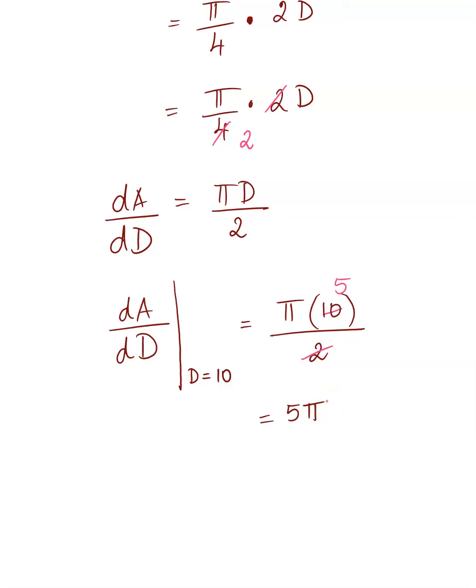Because it's a word problem, we have to be very particular about the notation we use. Okay, so it is area with respect to the diameter. The units are meters squared per meter. Or if they wanted it in decimal values, 15.71 meters squared per meter. I hope that clarifies the application side of it.